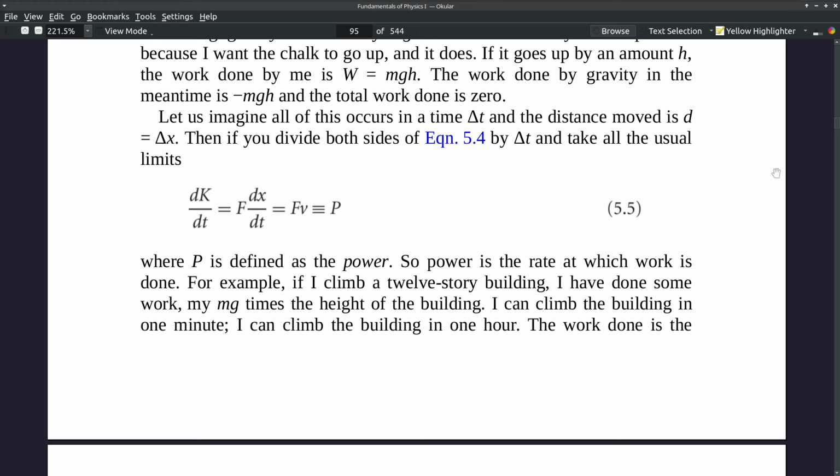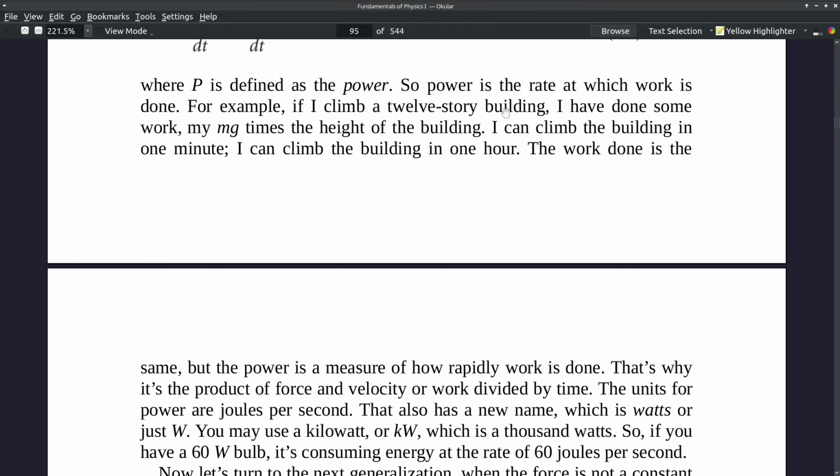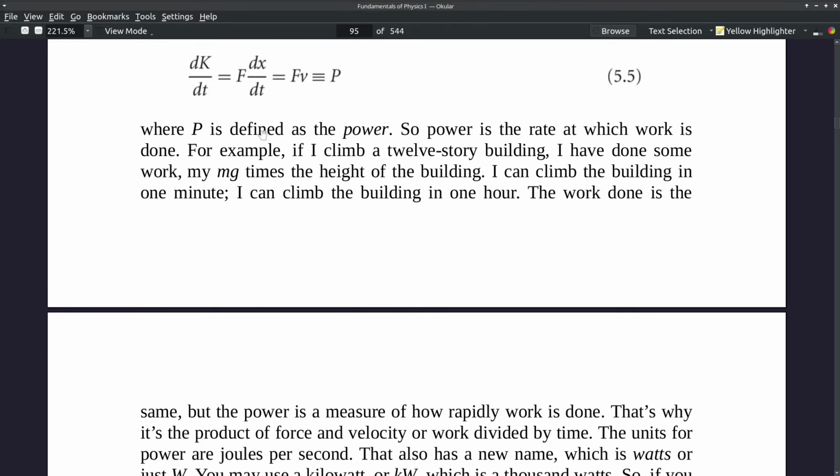Let us imagine all of this occurs in a time delta t, and the distance moved is d equals delta x. Then if you divide both sides of equation 5.4 by delta t and take all the usual limits, 5.5, where P is defined as the power. So power is the rate at which work is done. For example, if I climb a 12-story building, I have done some work, my mg times the height of the building. I can climb the building in 1 minute. I can climb the building in 1 hour.